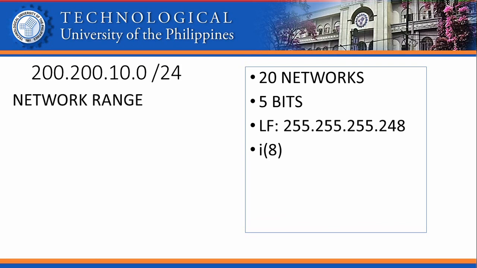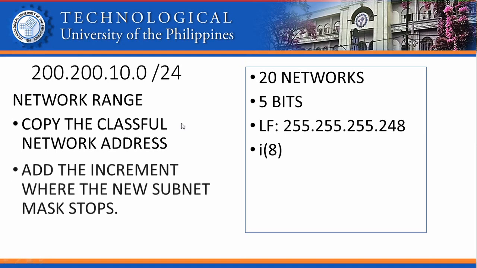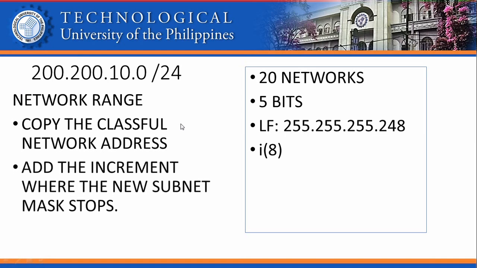So, for our last step, it is to get the network range. Paano nga ba kinukuha yung network range? Meron tayong sub-steps. First is to copy the classful network address. Ano yung classful network address natin? Yun yung 200.200.10.0. Second is to add the increment where the new subnet mask stops.